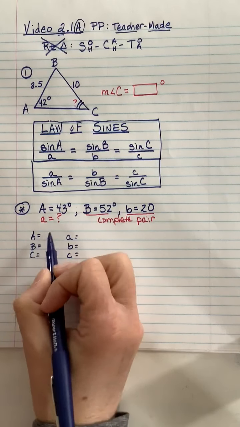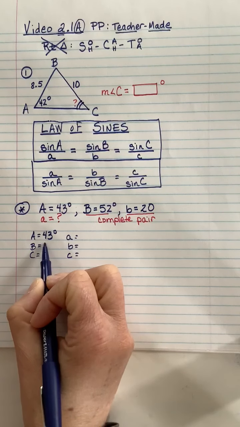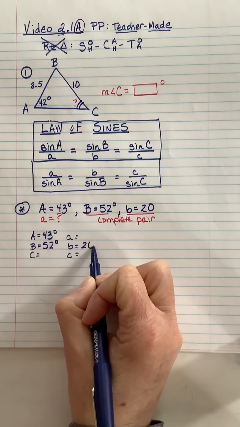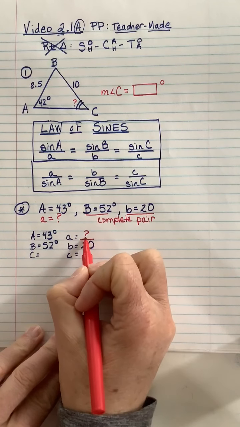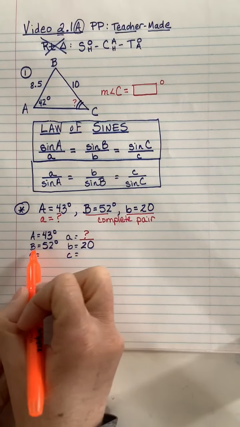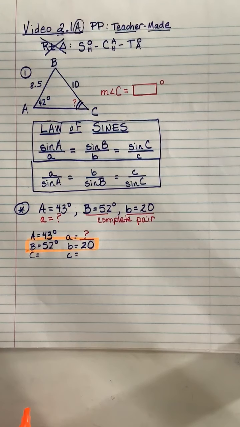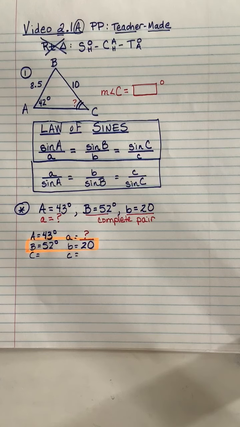So if I have big A, I can fill that in at 43 degrees. I also know that angle B is 52 degrees, and I also know that little b is 20. Here's the thing I'm missing. So I really like to utilize this graphic organizer to show me that I've got a complete pair here, which means that law of sines is going to be something that I am going to be able to use. And if I have a complete pair, I can definitely use law of sines. Okay, so let's try to solve this one.